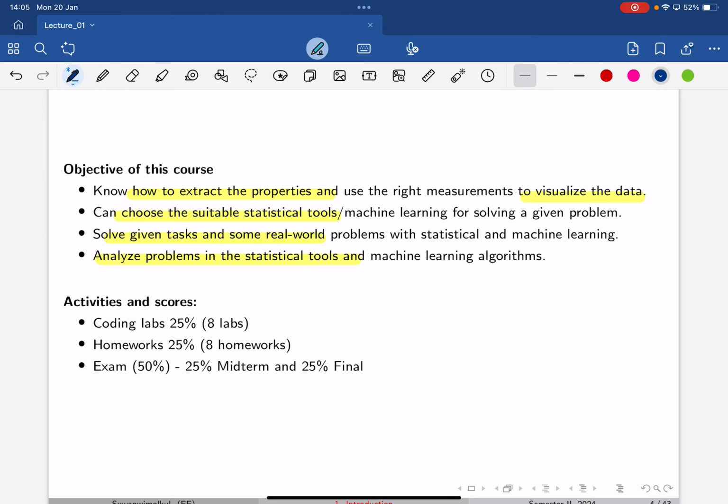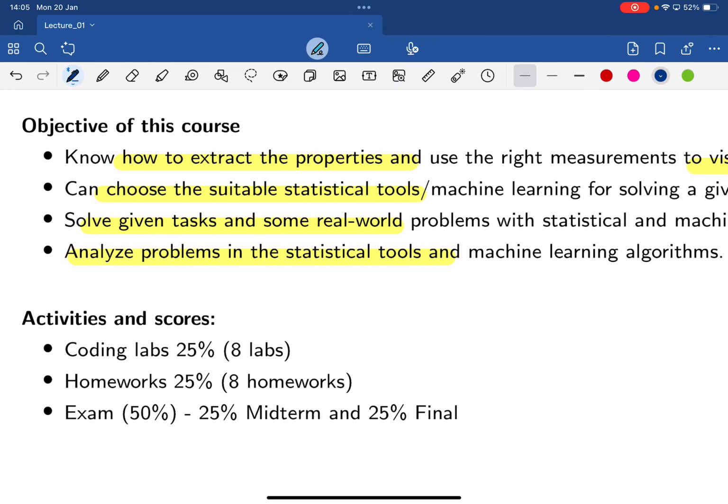And again, the coding lab will take about 25%. If you attend most of the laboratory classes, you should get this as a full score. Homework is another 25%. The exam is 50%, 25 for midterm and 25 for final. I think it's not too bad. If you attend every coding lab, 25% is given. And if you do most of the homework and understand what you're doing, it's 25%. But some of the homework will be more challenging than others.